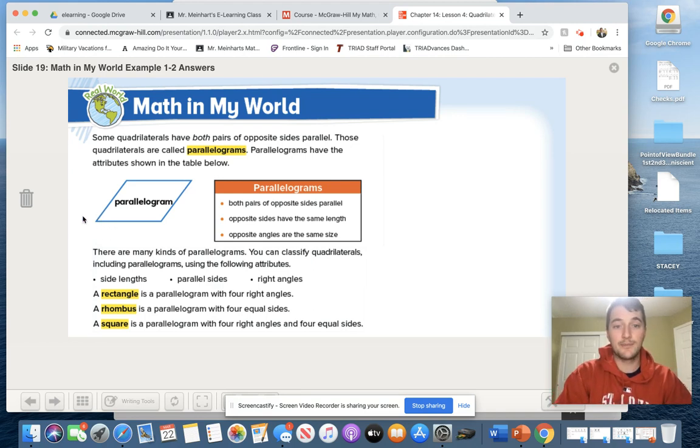There are many kinds of parallelograms. You can classify quadrilaterals, including parallelograms, using the following attributes: side lengths, parallel sides, and right angles. Okay, a rectangle is a parallelogram with 4 right angles. A rhombus is a parallelogram with 4 equal sides. A square is a parallelogram with 4 right angles and 4 equal sides. Keep those in mind.